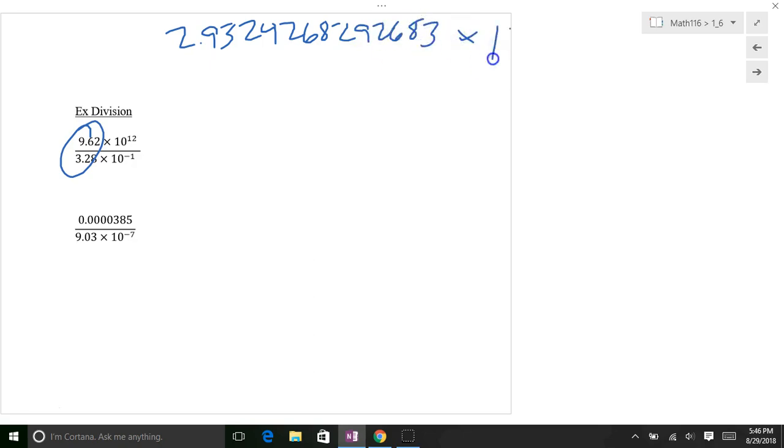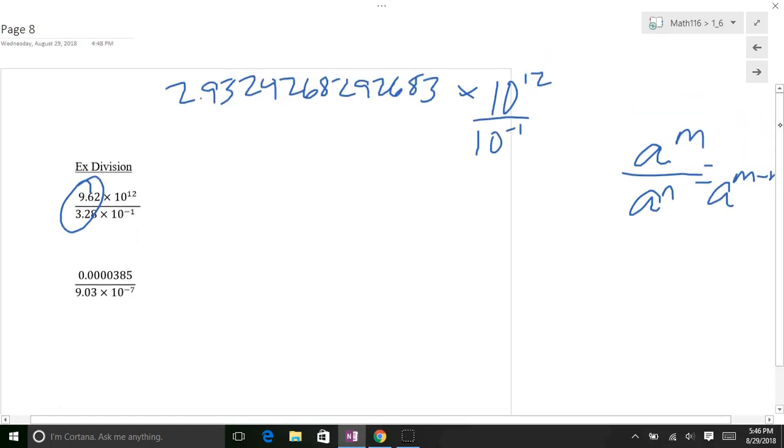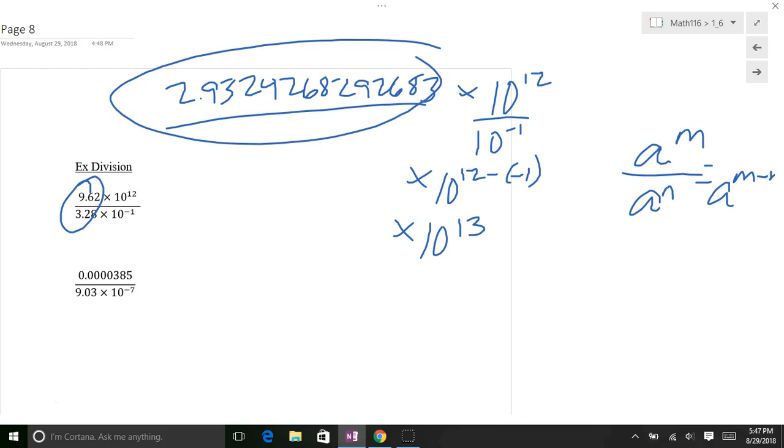Now notice I got 10 to the 12 over 10 to the negative 1. So the rule is a to the m over a to the n, as you might recall, is a to the m minus n. So this will be times 10 to the 12 minus the negative 1. Well, 12 minus the negative 1 is 13.